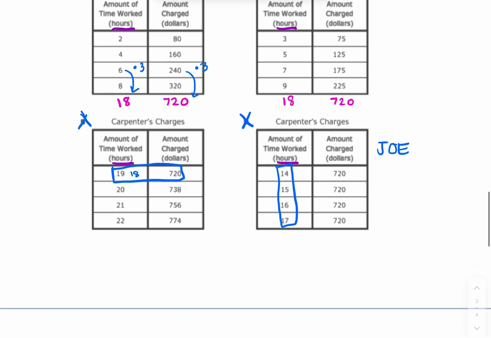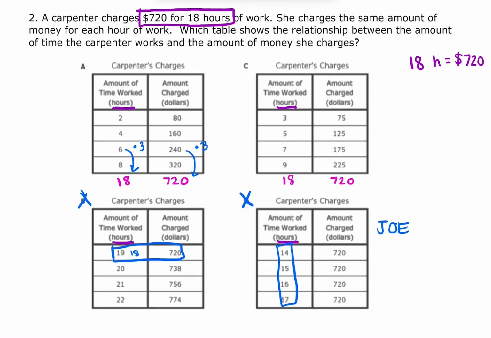So on this one over here, I found an even easier jump. How do I get from 9 to 18? That's times 2, and times 2. And I would rather multiply by 2 than times 3. So 9 times 2 is 18. So I need to do 225 times 2, and hopefully that equals 720. If it doesn't, it's not my answer. So let me multiply this. That gives me 450. So that one would not work because I got 450, not 720. So by process of elimination, A is my answer there.